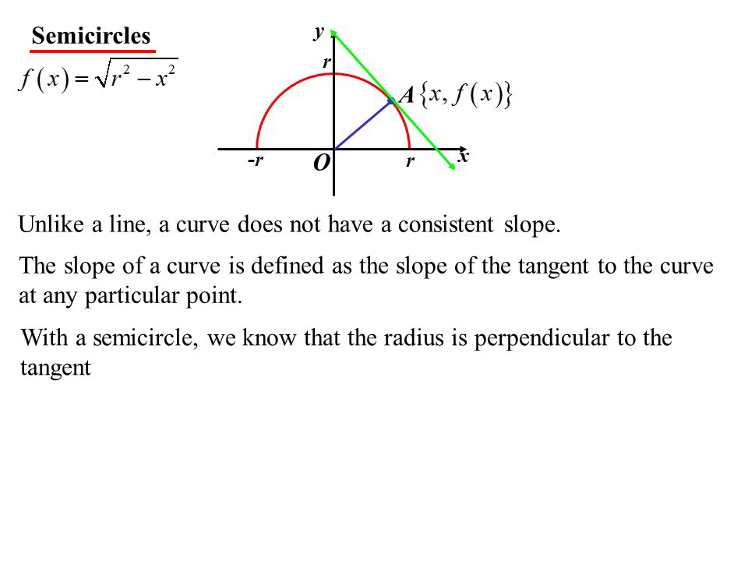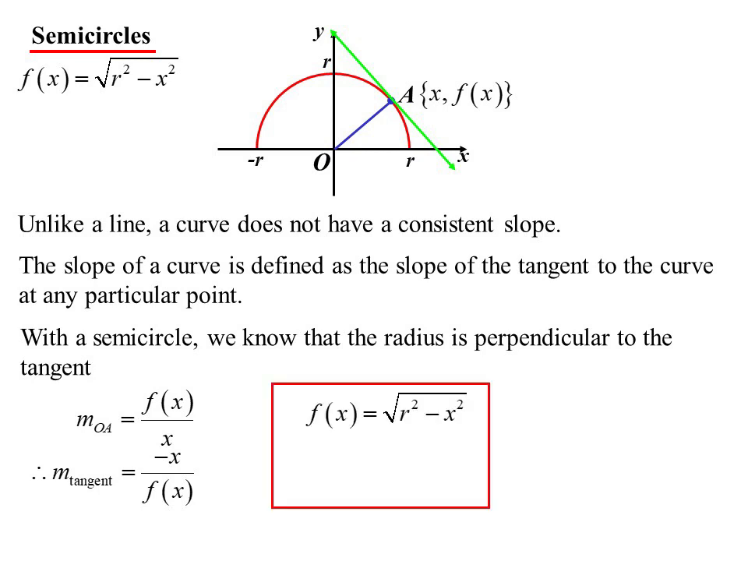Well then, that allows me to find the slope of the radius. It's going to be the y value over the x value, rise over run, because that's the slope of the line that's joining the origin to our point. So whatever function x is over x. Now if the tangent's perpendicular to it, its slope is the negative reciprocal. So we've got minus x over function x. But we have an equation for function x. We said it was the square root of r squared minus x squared. So therefore the gradient function is minus x over the square root of r squared minus x squared. And we've got a formula for our semicircle.